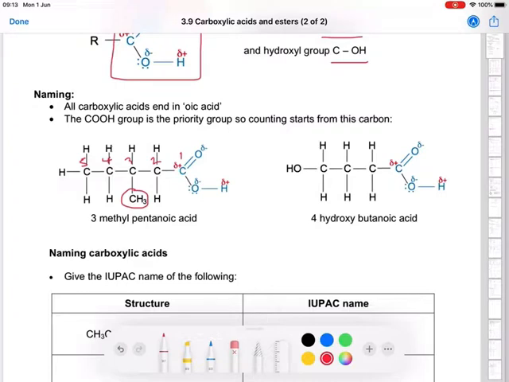On the other example, again, we start with carbon number 1 in the carboxylic acids. So 2, 3, 4, and then we've got another functional group here. And remember, the alcohol functional group becomes hydroxy when there is a higher priority functional group in the molecule, and the carboxylic acid is a higher priority. So we have 4-hydroxybutanoic acid.